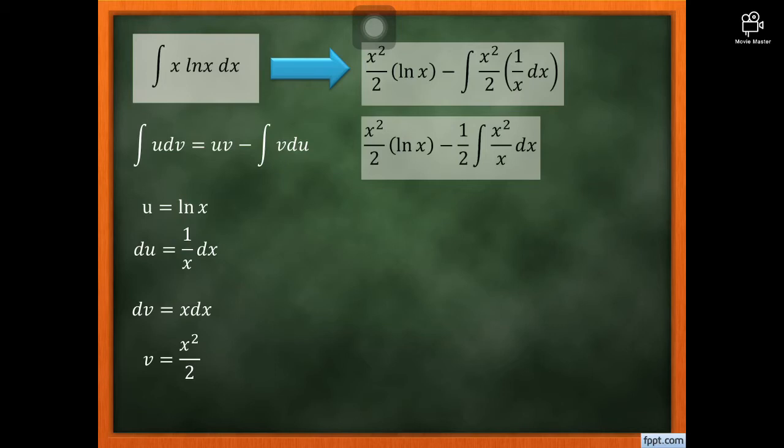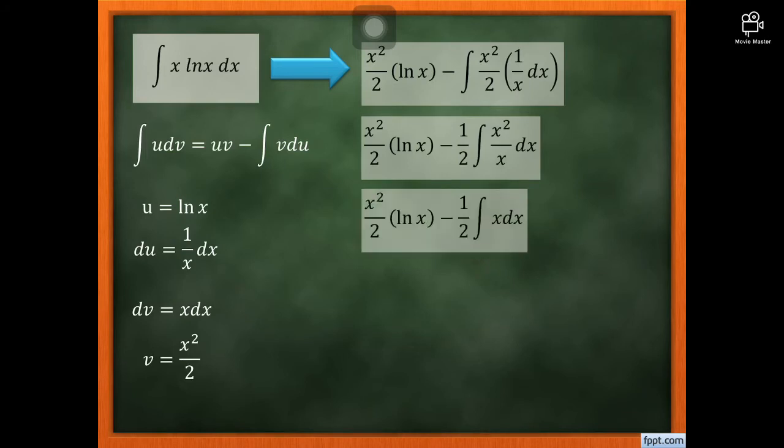So we can take out the constant 1 half into the integral of the x squared over 2 times 1 over x dx. So that gives us this equation. Now, we can also divide x squared by x. So that gives us the equation x raised to 2 over 2 times ln x minus 1 half the integral of x dx. Now, we can really solve for the integral of x dx.